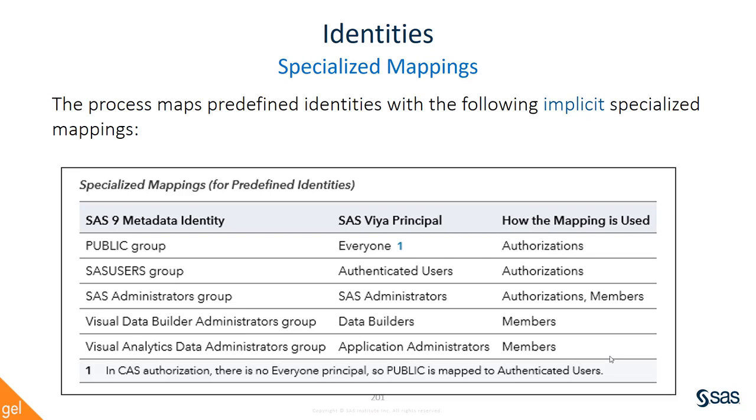We did have a SAS administrators group in SAS 9.4, right? The SAS administrators group is mapped to SAS administrators in Viya, and that's used to set authorization for administrators. So your authorization could be updated, and also membership. If someone that's in the Viya environment and was in the SAS administrators group in 9.4 will be added to the SAS administrators group in Viya. And then Visual Data Builder Administrators group, anyone who's a member of that will become a member of the Data Builders group in Viya. And Visual Analytics Data Administrators group, anyone who was in that in 9.4 will become a member of the Application Administrators group in Viya.